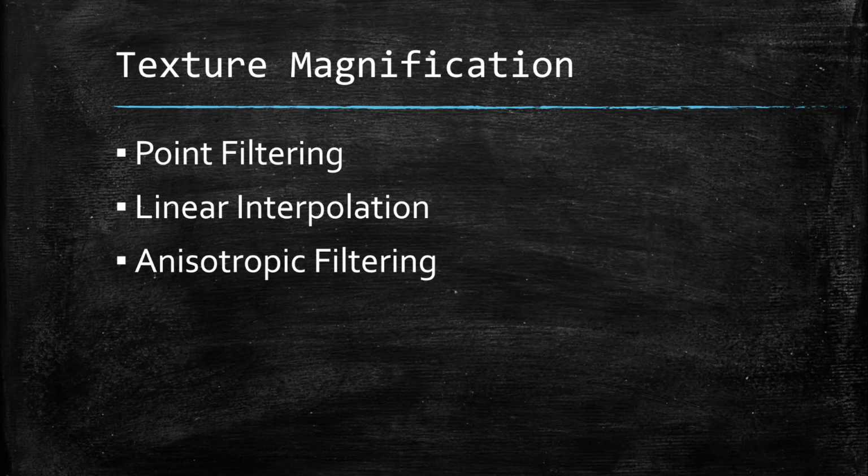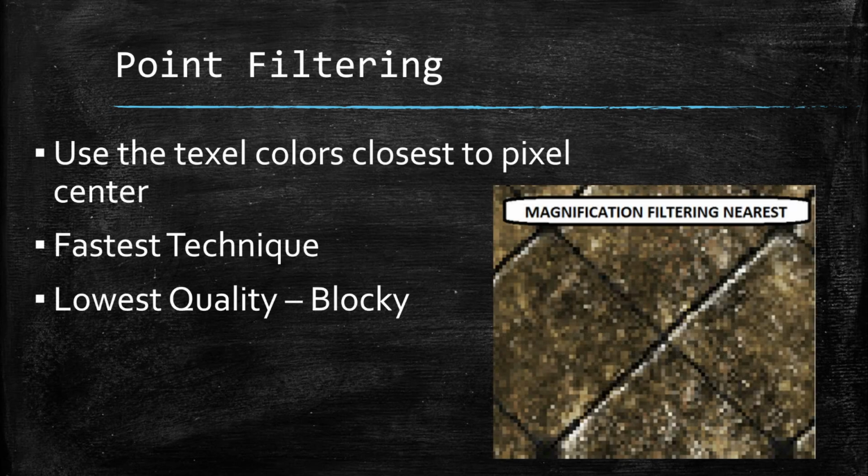All right, now when you magnify stuff, you can use three different techniques. You can use point filtering, linear interpolation, and anisotropic filtering. Point filtering means you use the texel color closest to the pixel center, and this gives you the lowest quality, a blocky result.